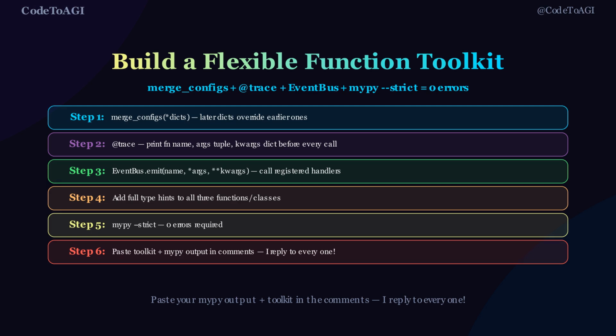Step 4. Add type hints to all 3. Step 5. Run mypy --strict. 0 errors required. Paste your toolkit and mypy output in the comments. I read every single one.